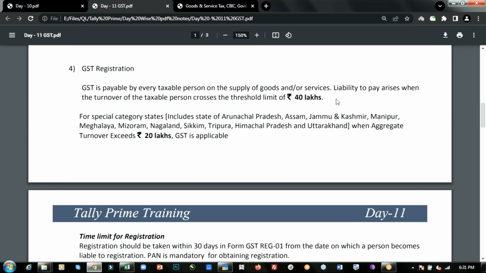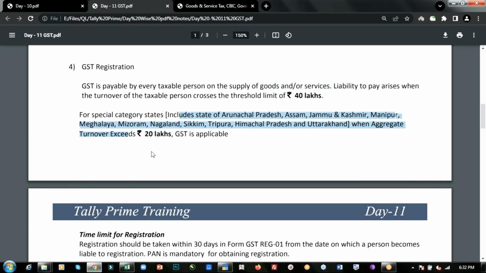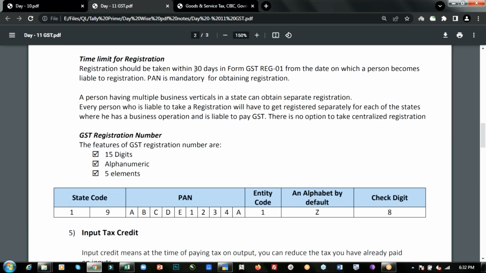If the business aggregate turnover crosses the 40 lakh annual value, then you have to take registration. It is mandatory. PAN number is mandatory to take registration. Also, for the special category states, the limit for registration is 20 lakhs. You have to take the registration within 30 days from when it becomes applicable. When our aggregate turnover crosses the 40 lakh annual value, we have 30 days from that date to take the registration.